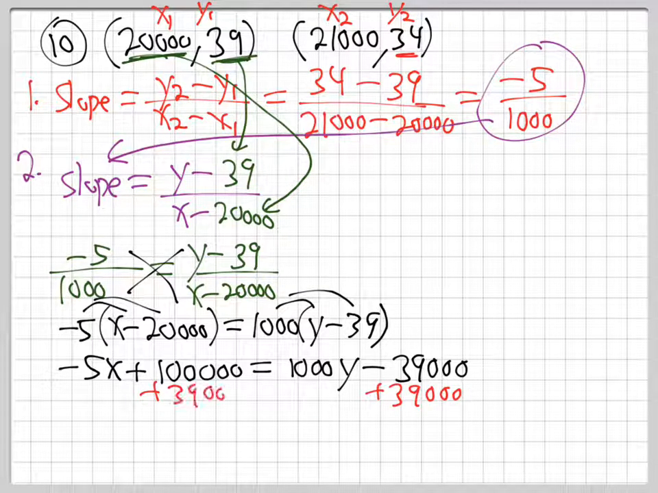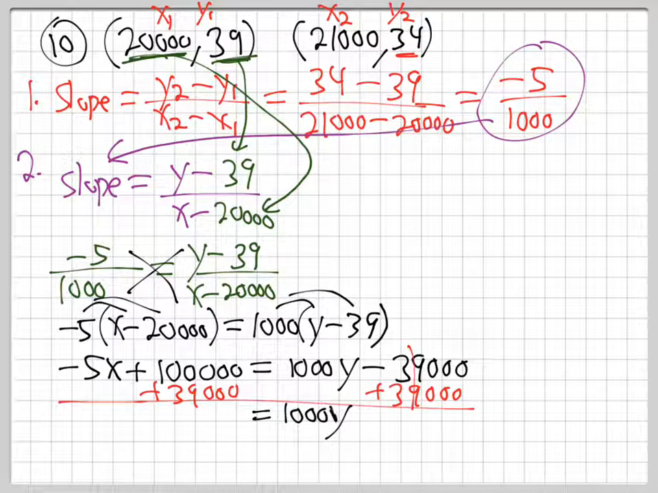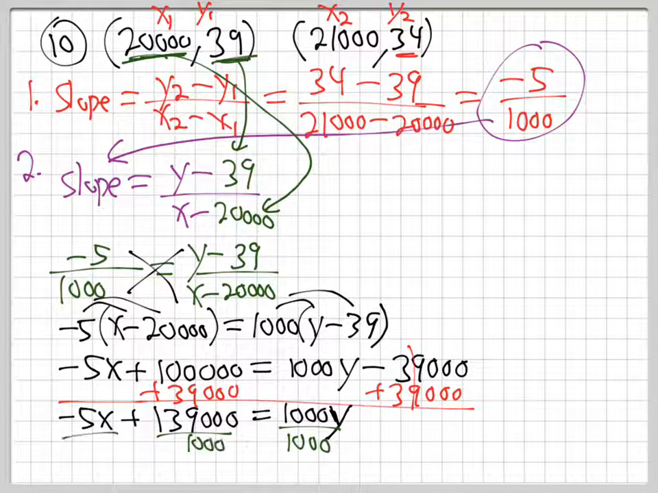Add the 39,000. We get 1,000y equals minus 5x plus 139,000. Last step to get y alone. Divide by 1,000, right? Yep. So what's that going to be?